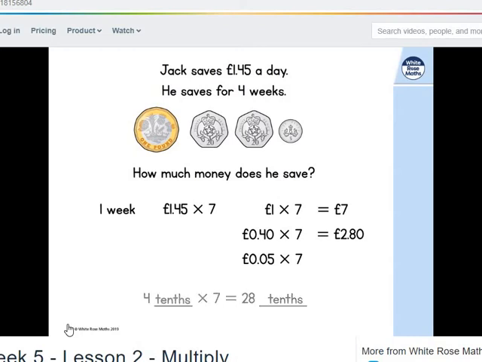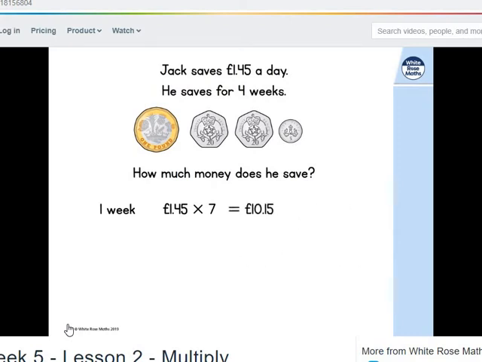And then 0.05 times by 7 would be 0.35. Okay, let's add them together. So 7 plus £2.80 plus 0.35 sums to be £10.15. Okay, that's the first week done. What about the second week?